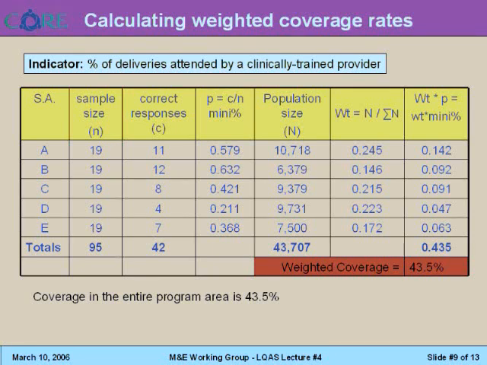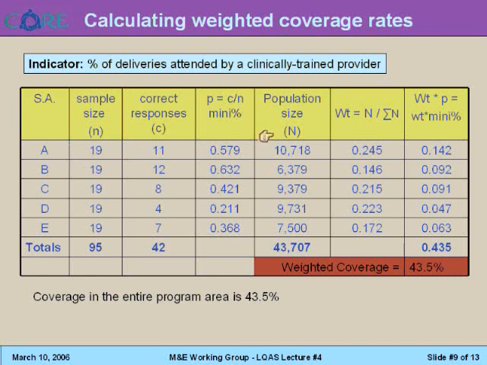As you can see in this table, from our initial example of assessing the percentage of deliveries attended by a clinically trained provider, we have 5 supervision areas, but in addition to listing the respective sample sizes and the respective number of correct responses for the indicator being assessed, we have the population size per supervision area. In column number 4, we first calculate a mini coverage proportion for each supervision area. And these values come from dividing the number of correct responses over the respective sample size.